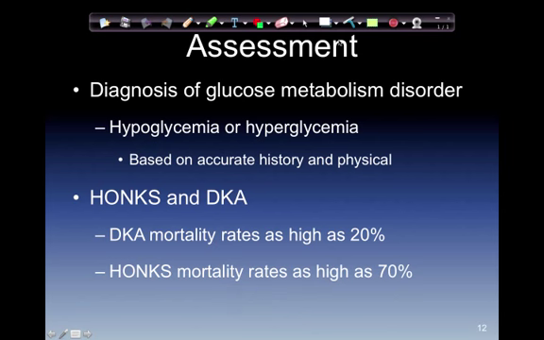Assessment: diagnosis of glucose metabolism disorder, hypoglycemia or hyperglycemia, should be based on an accurate history and physical. HONKS and DKA: DKA's mortality rates are as high as 20%, and HONKS mortality rates are as high as 70%. So the person that is in a hyperosmolar coma is much sicker than the person that's in DKA.